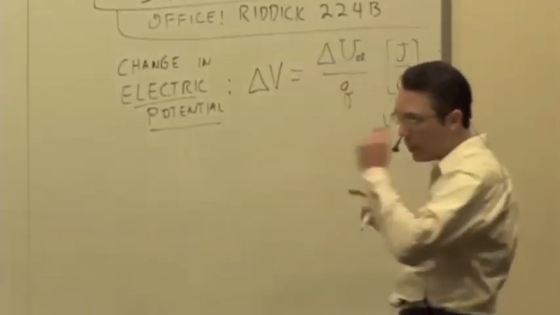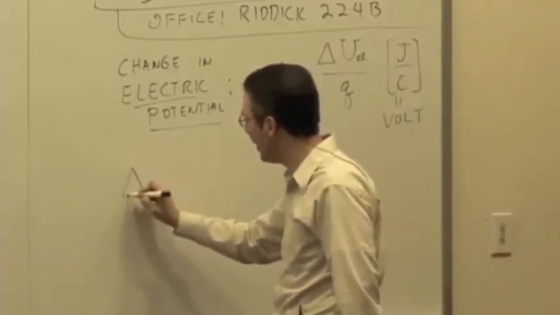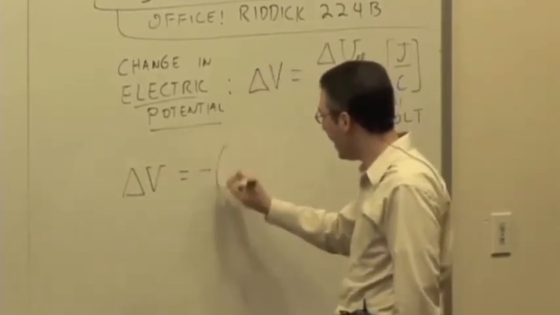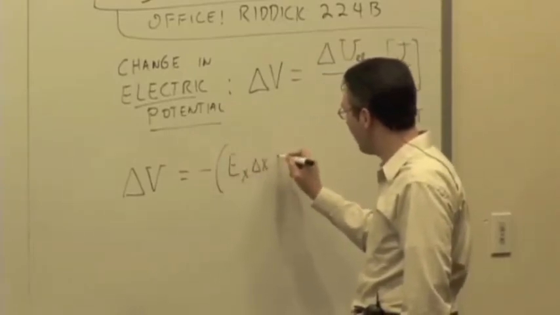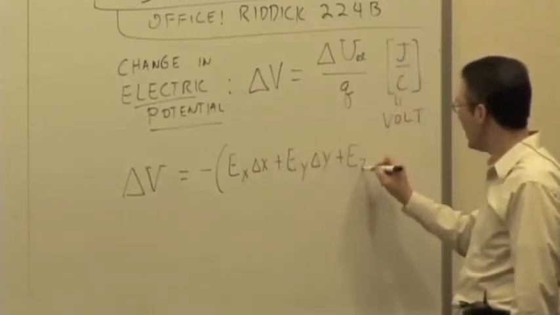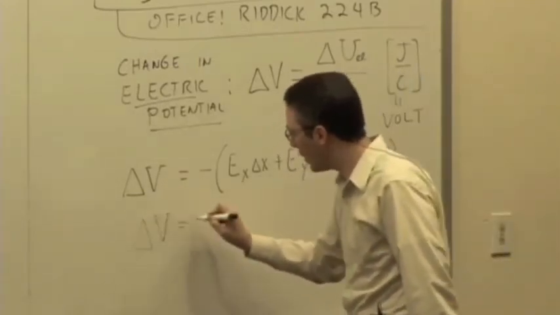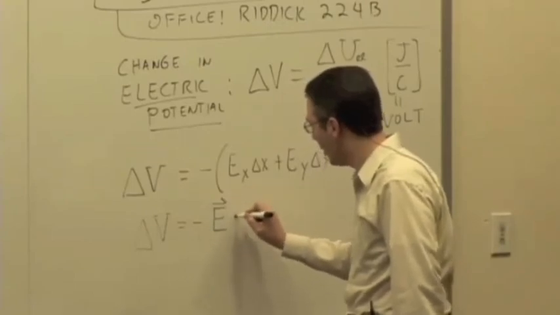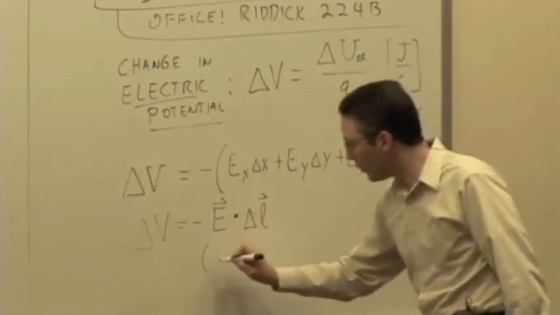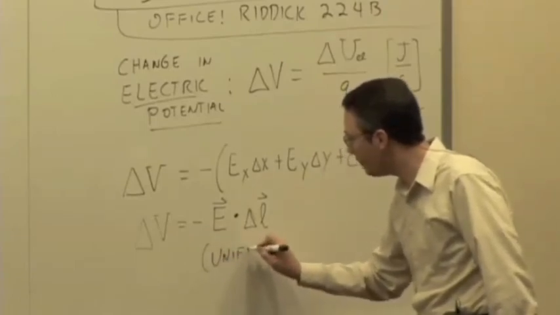Using this and using what we worked out for the potential energy, we found that we could generalize this and say that a relationship between the change in electric potential and the electric field is negative Ex delta x plus Ey delta y, if we had motion in more than one dimension, plus Ez times delta z, or more compactly, we can say it's negative of the electric field dot product with delta L. I should say that this is for the case of a constant or uniform electric field, but we'll deal just with uniform fields for right now.